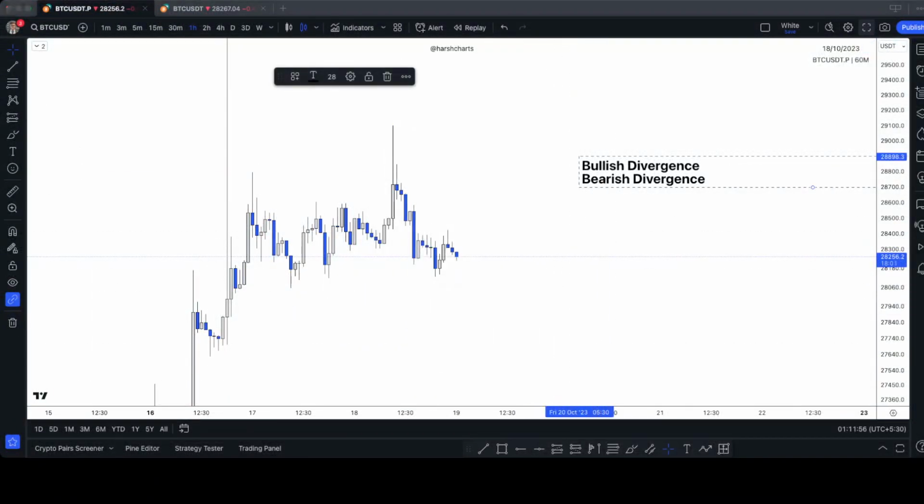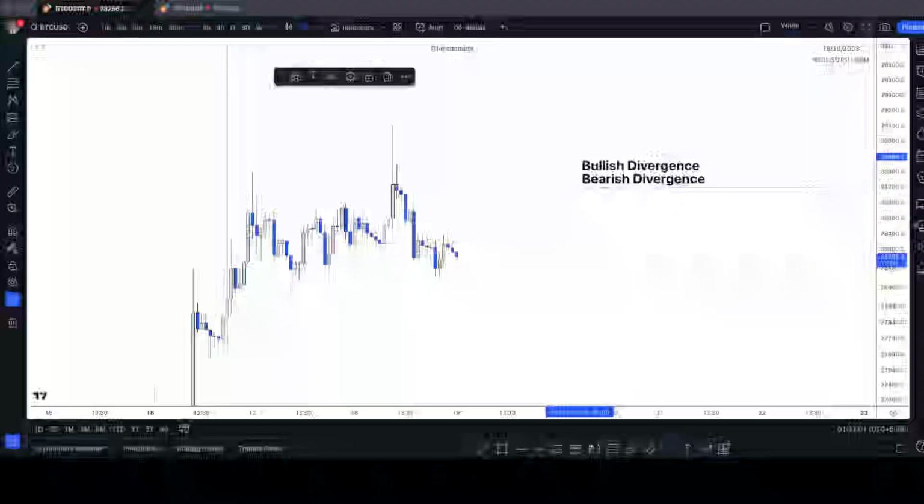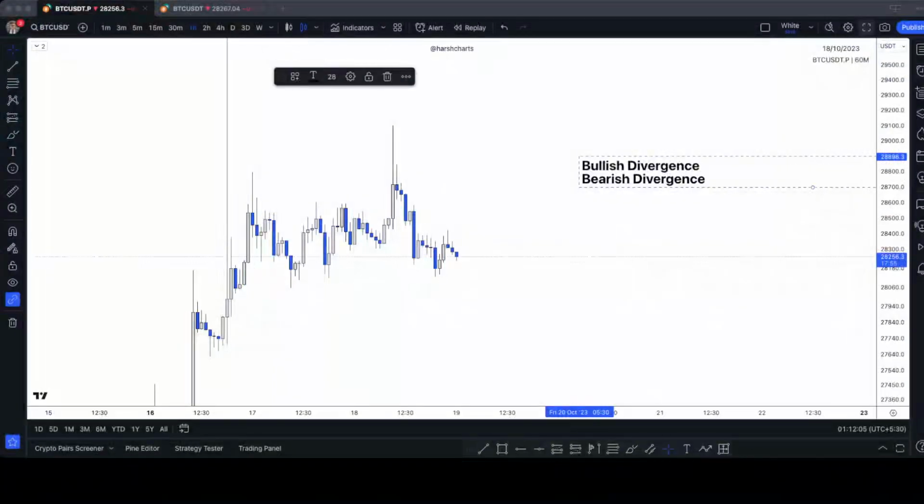So the first thing I want to ask you is, are you clear with what is divergence? Basically it's the difference between the price and the indicator. If price is saying something different and the indicator is saying something different, then it's a divergence, right? Is it clear? Anyone, one person in the chat, let me know. Yes, that is clear. So now let's understand bullish divergence first.